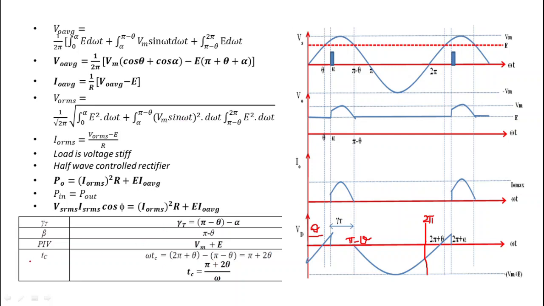Now the circuit turn-off time of the thyristor. Here the circuit turn-off time is the time for which the thyristor is reverse biased. Here we can see that the thyristor is reverse biased for this angle, which is equal to 2 pi minus theta, and this angle, which is equal to theta. So it is simply 2 pi minus theta plus theta, so we get pi plus 2 theta. So omega Tc is equal to pi plus 2 theta. That's why Tc is equal to (pi plus 2 theta) upon omega. So this is the circuit turn-off time.